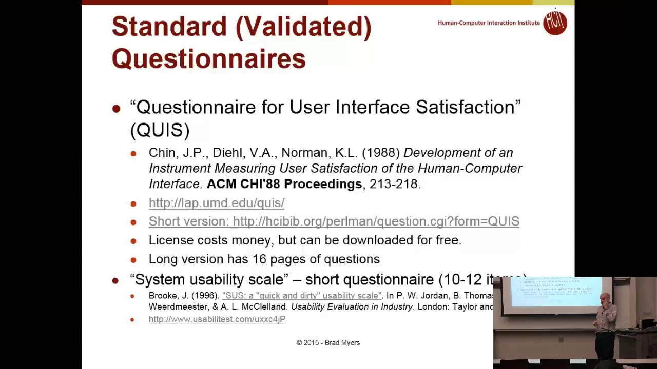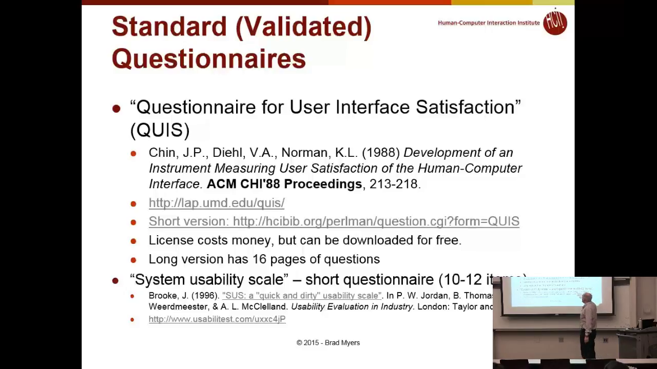If you don't want to bother authoring your own questionnaire, then there are some standards out there that you can just use. An older one is called the Questionnaire for User Interface Satisfaction, or QUIS. If you're a company, you're supposed to license it and pay a little bit of money, but you can download it for free. It's a little long. It has 16 pages of questions, which is a little excessive for most studies. But it really does get at every possible feeling about the interface in terms of what people felt about it.